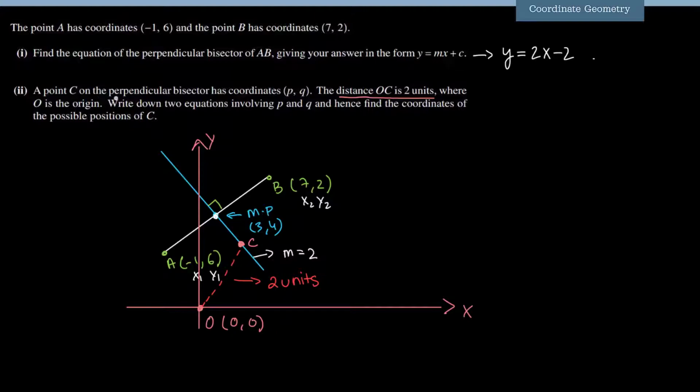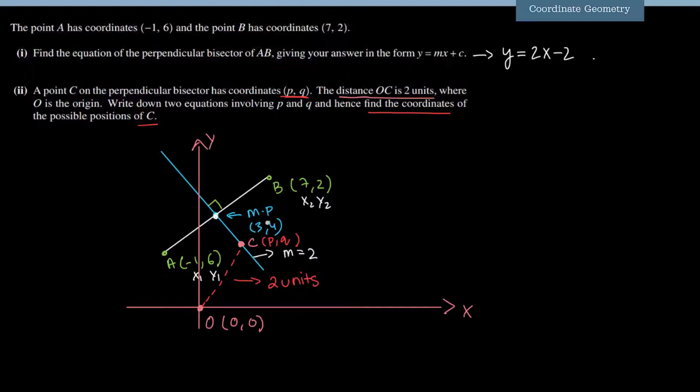The coordinates of point C are P and Q. So I'll write them here, the coordinates of point C, and I need to write two equations involving P and Q and then write the coordinates of the possible positions of C. So I need to write two equations involving P and Q and then find the values of P and Q.